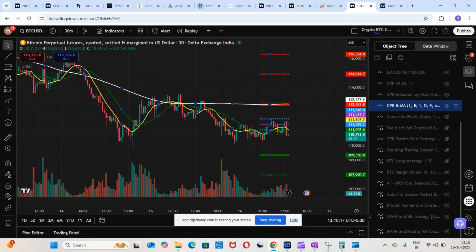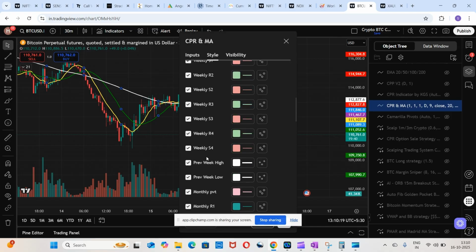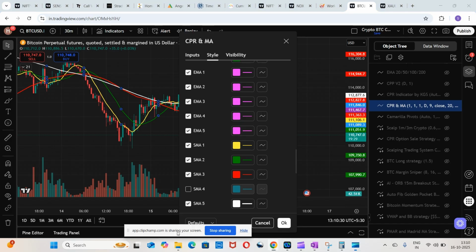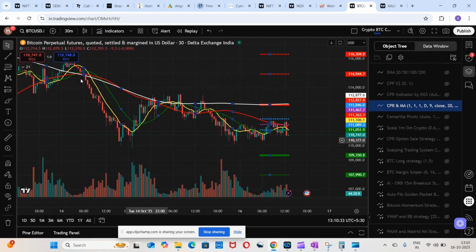What we will do now is we will enable the 50 and 100 also, 200 also. 50 also enable. Okay. So now let's go to 1 hour time frame.